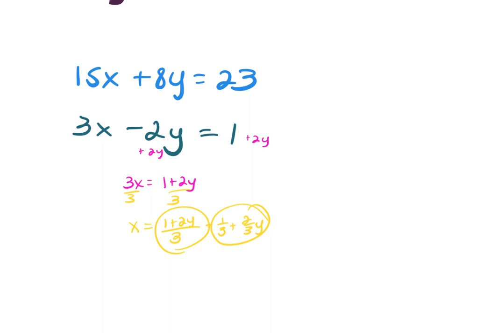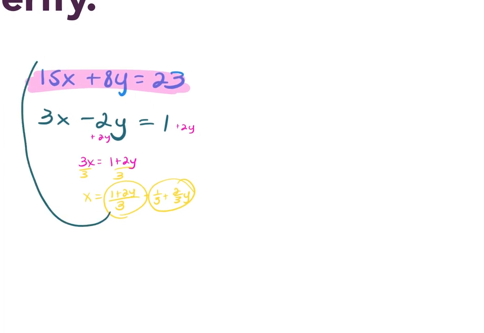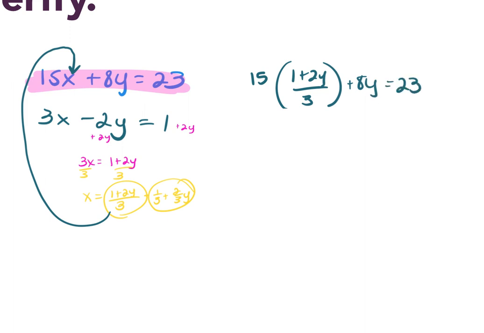I have to plug it back in to the one I didn't use initially, so the 15x plus 8y equals 23. So I'm plugging it into that x. 15 times 1 plus 2y over 3, plus 8y equals 23. 3 goes into 15 5 times. I got rid of my fraction. Now I can distribute: 5 plus 10y plus 8y equals 23. 5 plus 18y equals 23.